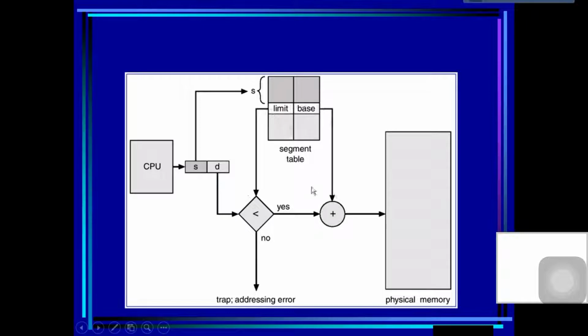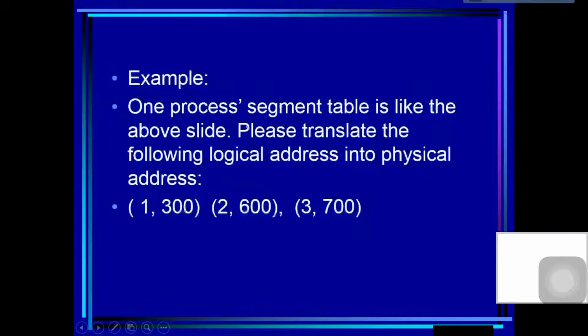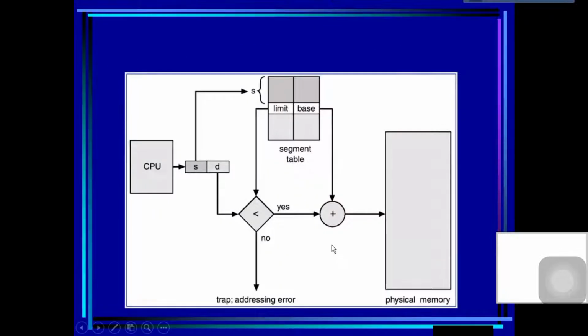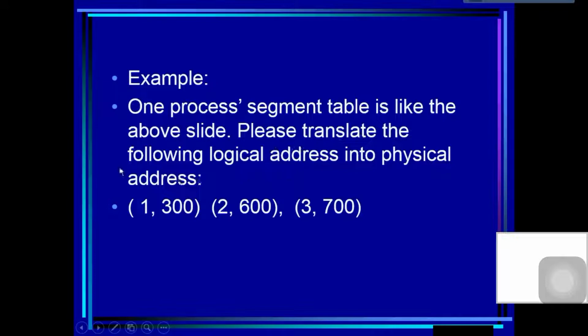If the address is legal, is valid, then the hardware will use the base address plus the offset and get the one-dimensional physical memory address, and access the memory, fetching the data or instruction. Okay. So let's look at this exercise. Given a segment table like the one on the above slide, please translate the following logical addresses into physical addresses.